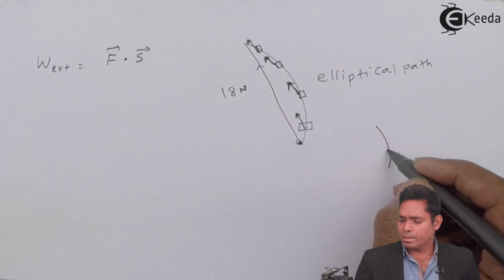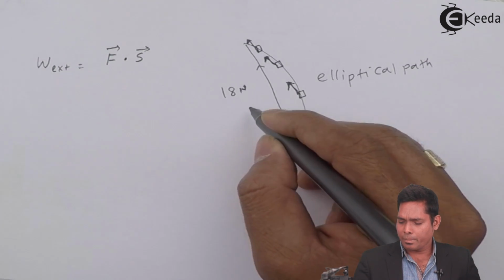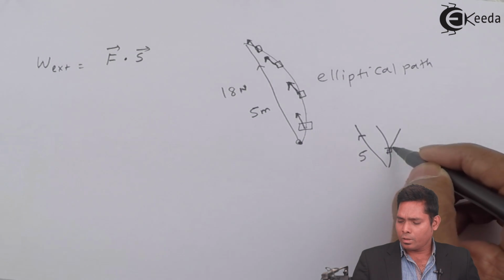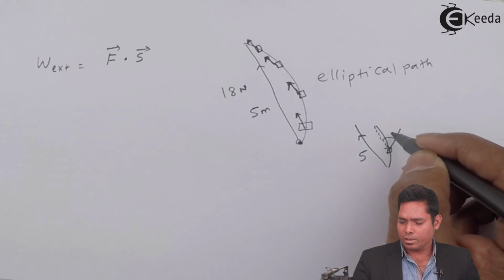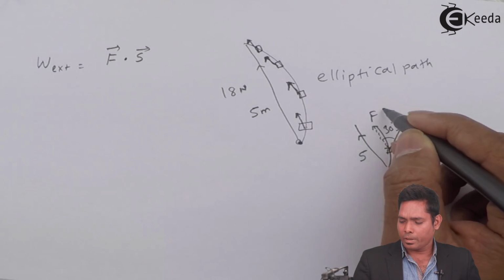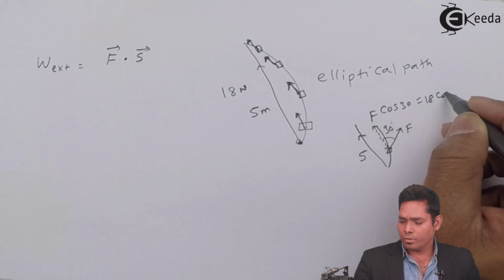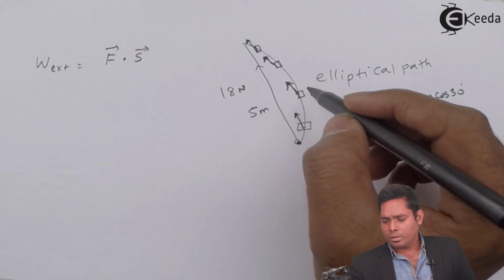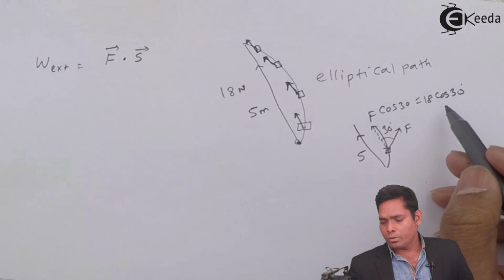Suppose this is the displacement direction, say 5 meter, but suppose the force is acting at an angle of say 30 degree with the displacement direction. Then you have to take F cos 30 as the component. Suppose the force is 18, then it is 18 cos 30. So this way you have to take it, but here the force that is 18 is always in the direction of displacement, so you don't have to take the component.